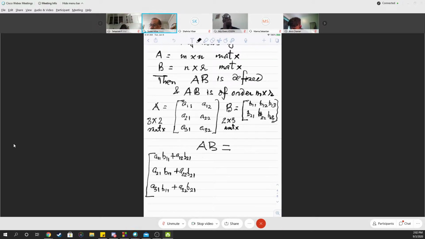Next. So I've finished the first column. Now come to the second column. Play with all the rows here. A11 B12 plus A12 B22. Always remember, row by column. A21 B12 plus A22 B22, A31 B12 plus A32 B22.